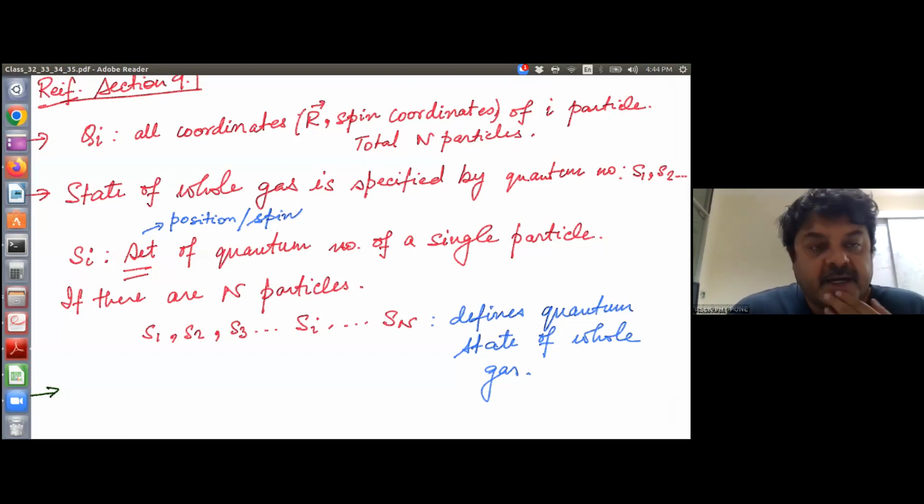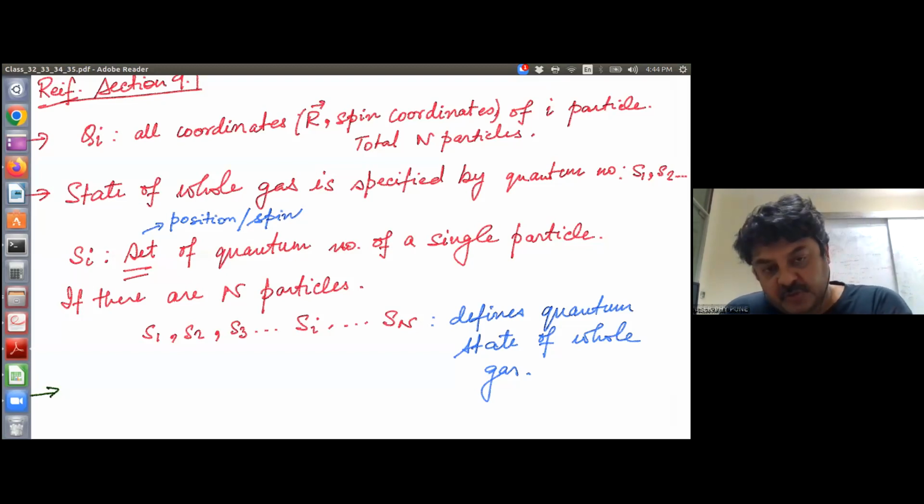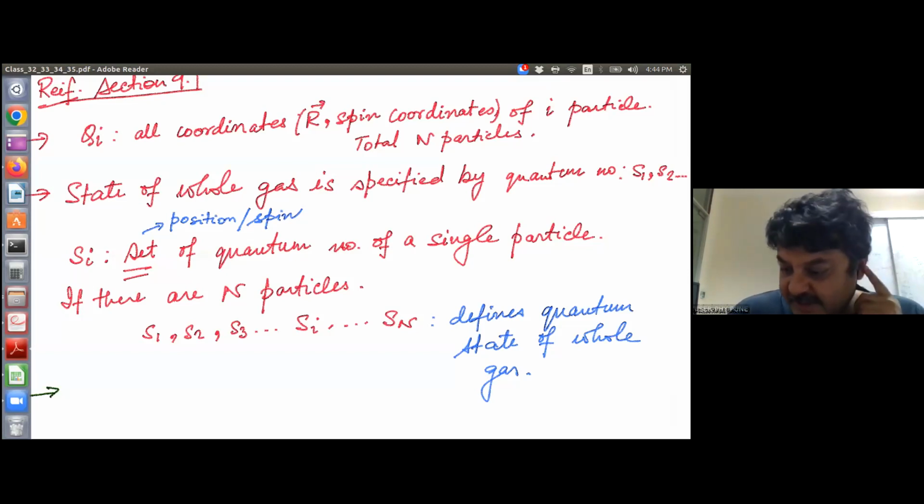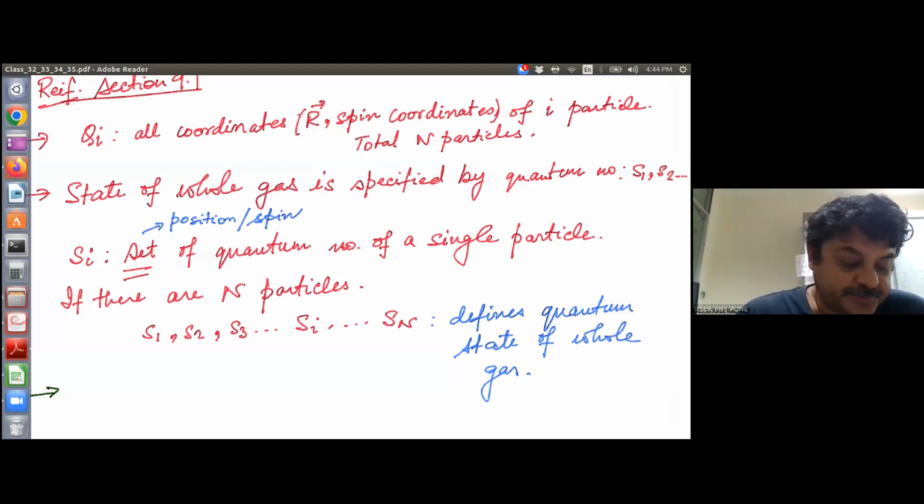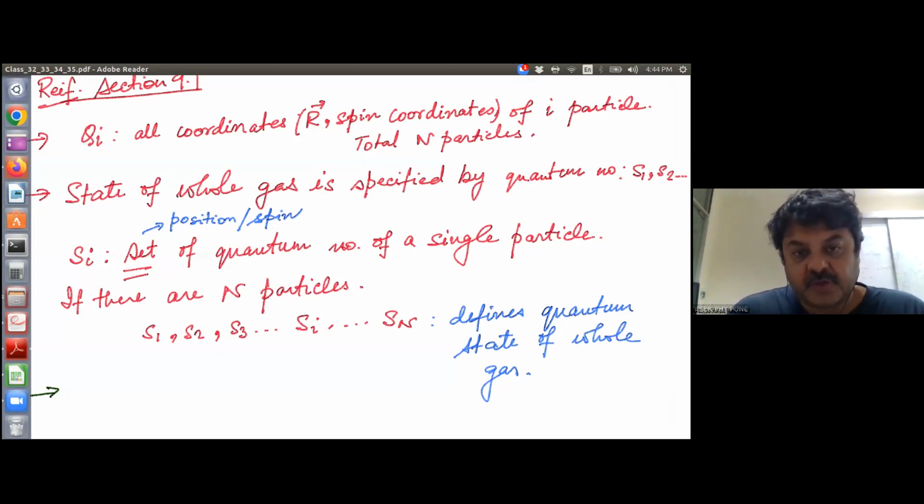Welcome back, and I want to tell you that in case there is any confusion over the word of these states, quantum state, and then n particle quantum states, or microstate. The n particle quantum state is the microstate. I want to specify the following.